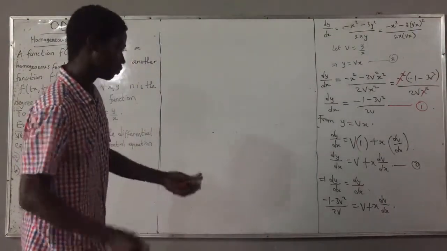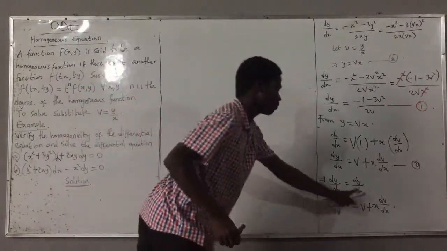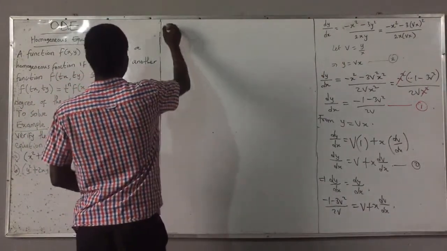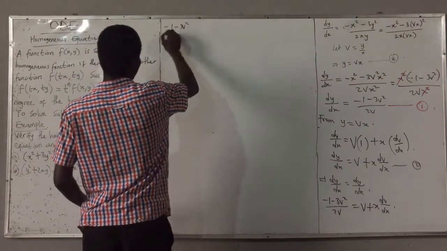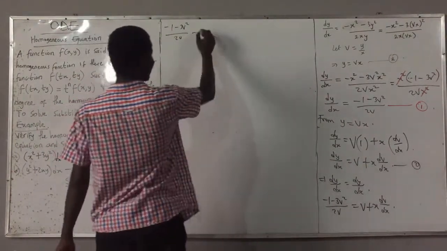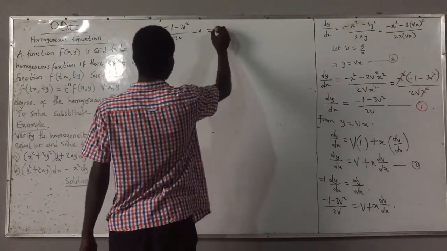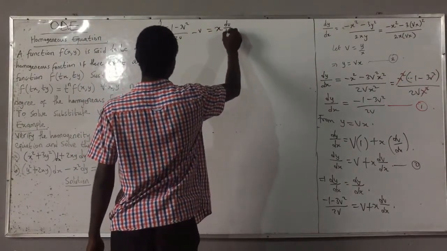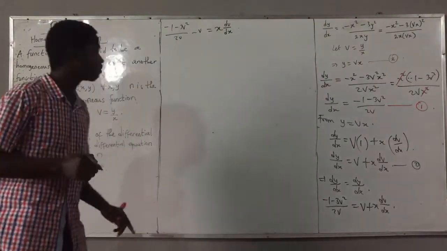Look at what will happen after that. Bring this v to the other side. I have minus 1 minus 3v squared all over 2v. This v is coming, it becomes minus v is equal to what? x dv/dx. That is what I have.